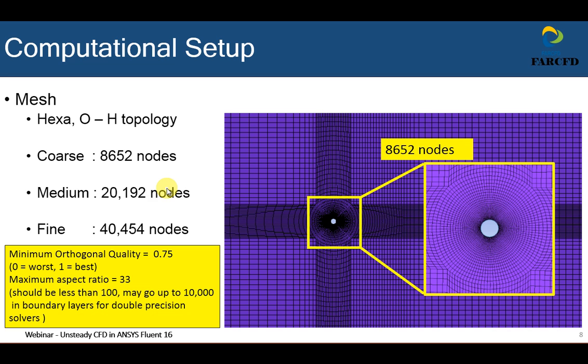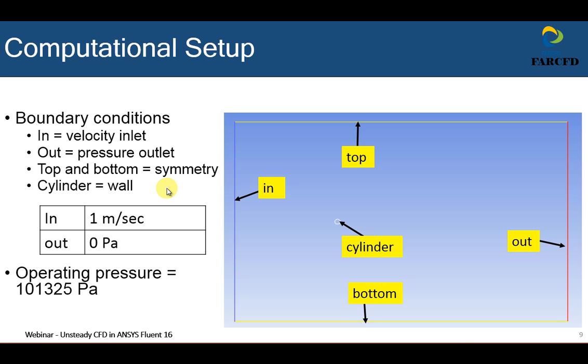For the inlet, the velocity inlet boundary condition is selected. For incompressible flows, it is the most suitable boundary condition for inlets. Please put 1 meter per second for the inlet boundary condition while working in Fluent, as will be shown in the next part of the webinar. For the outlet, a pressure outlet boundary condition is prescribed with 0 gauge pressure.